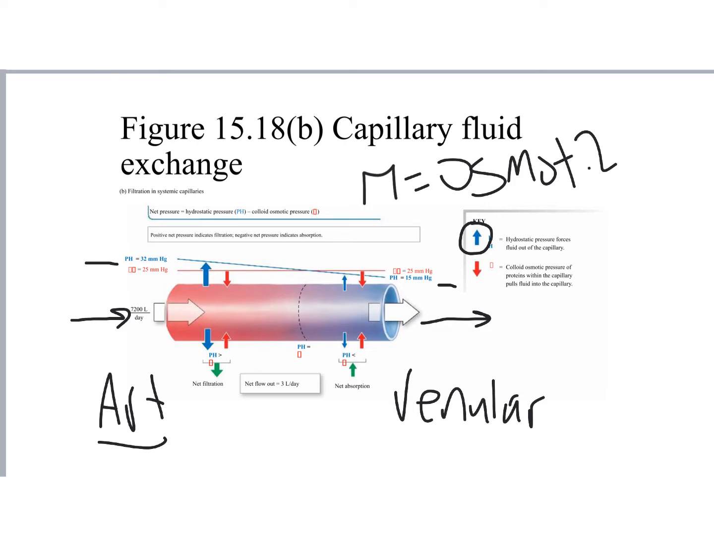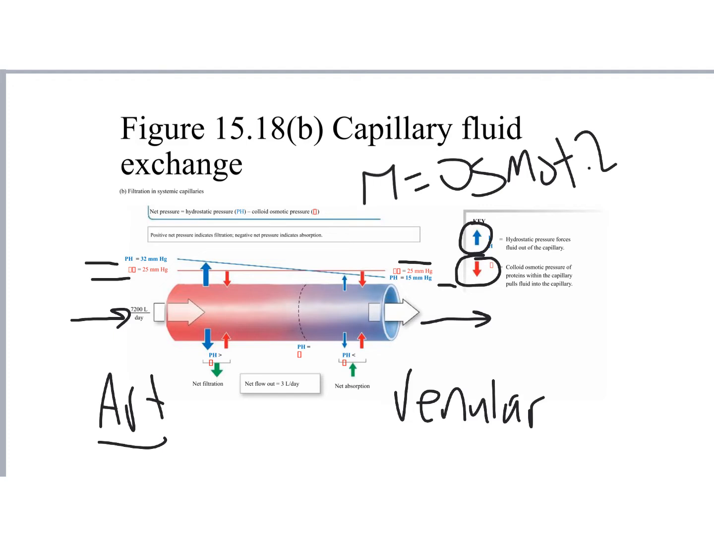And the red arrow represents osmotic pressure. Fluid flows towards a higher osmotic pressure because it wants to dilute the solutes. So let's look at osmotic pressure. It starts at the arterial end at 25 millimeters of mercury, and at the venular end it ends at 25 millimeters of mercury. So what does that tell you? That tells you that osmotic pressure doesn't change.